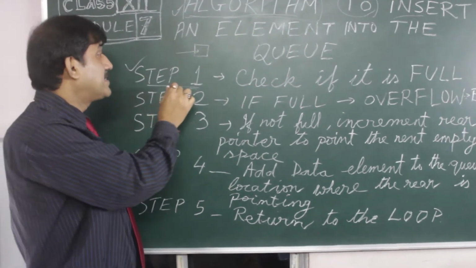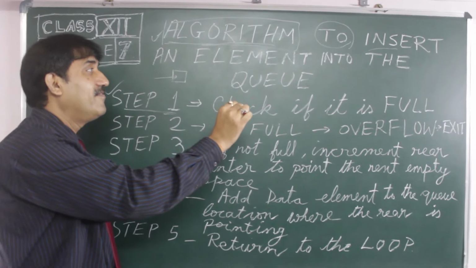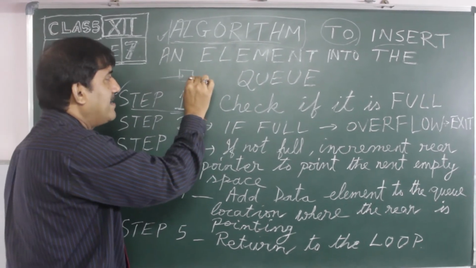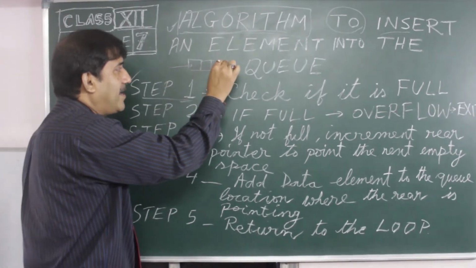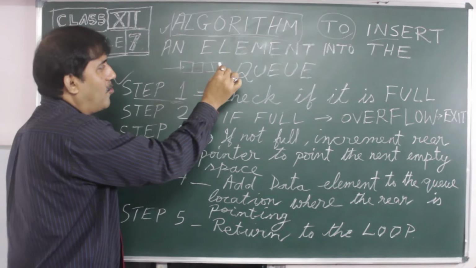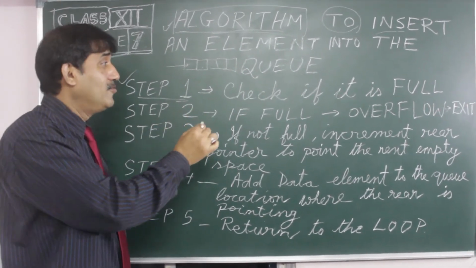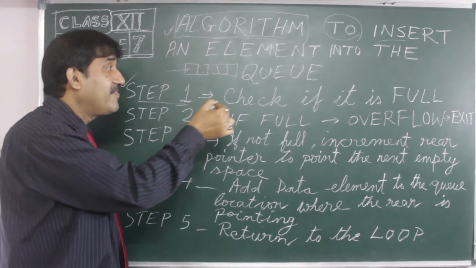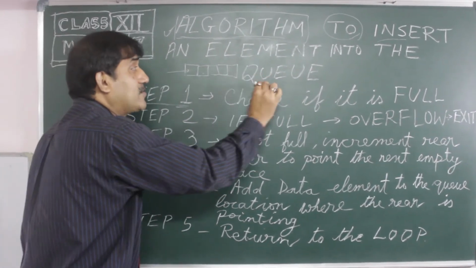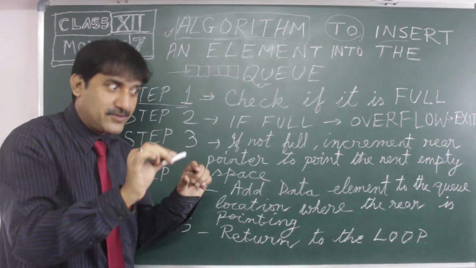Now see step number one, what you will do? You will check if the queue is full. Suppose the queue spaces are done. I have made 1, 2, 3, 4 spaces, fine, I make it 5. So now check if it is full. It means whether the queue is full or not. So this is a queue. First, obviously, you have to structure it out.